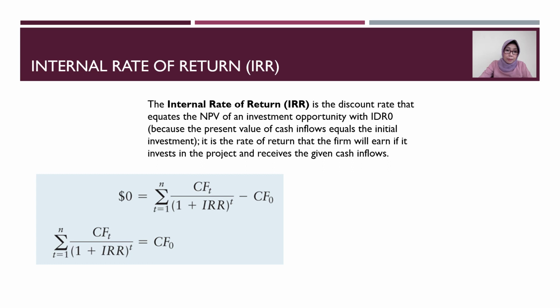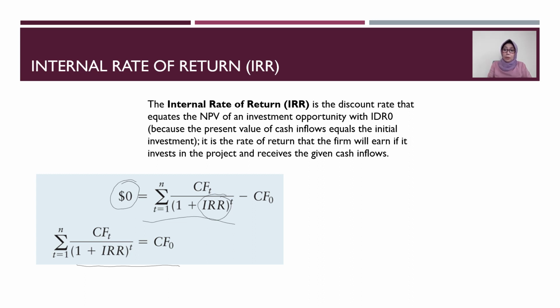So I'm going to show you the formula of the internal rate of return. You can use both of these formulas to calculate it. Using this formula, you have to try and error. You have to pick some discount rate number and put it in for the IRR. Then you have to find the number where the NPV is 0.